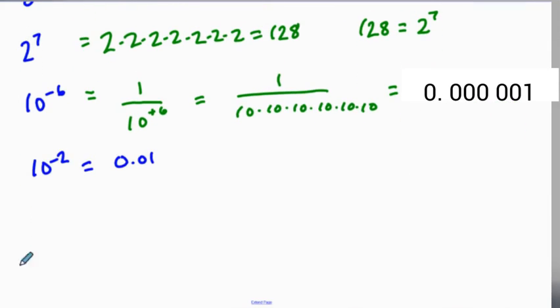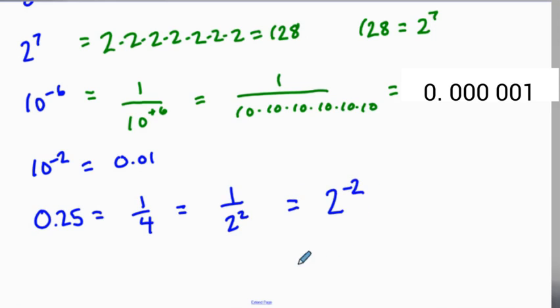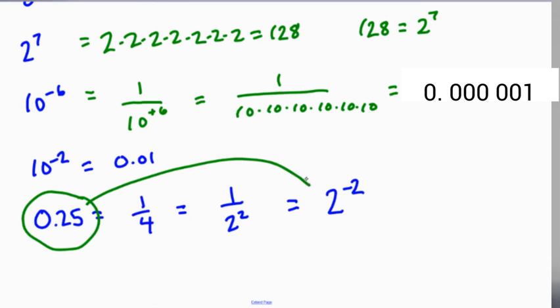Likewise, if I gave you the number 0.25, you should recognize that that is a quarter. And a quarter is the same thing as 1 over 2 squared. So this is 2 to the power of negative 2. We need to be able to make that connection from numbers into exponents.